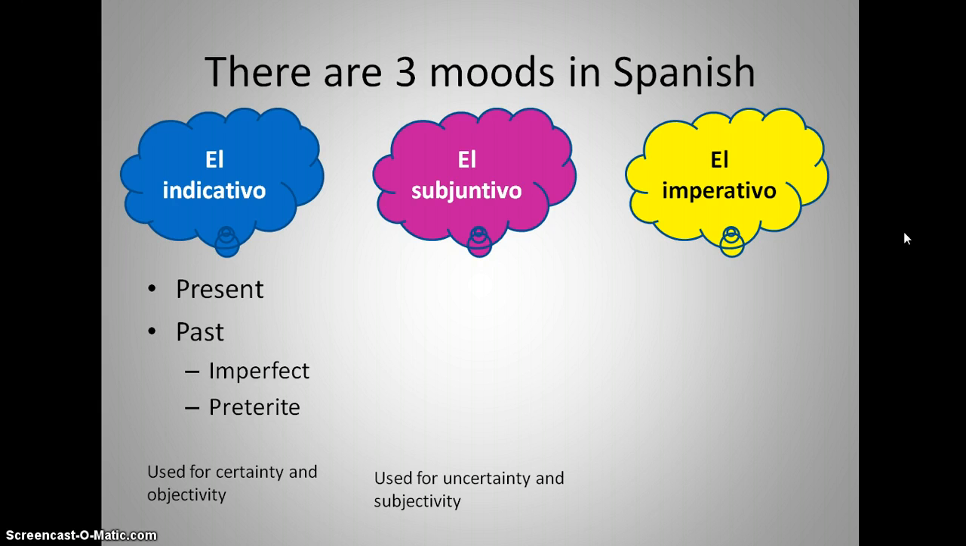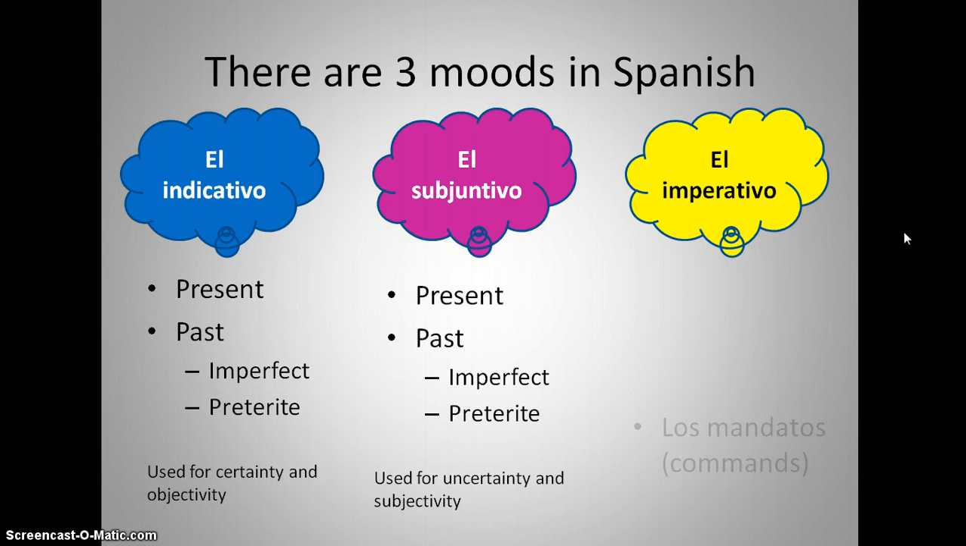Right now, just to keep things simple, we're going to say that under the subjunctive mood, we also have the present tense and the past tense. And then the imperative are the commands. So what is the big difference between these two moods? Well, the indicative is what we've been using up until this point in our Spanish career. The indicative is used for certainty and objectivity, whereas the subjunctive is used for uncertainty and subjectivity. So at this point, you may be wondering, I still have no idea what we're talking about. Well, let's take a look.